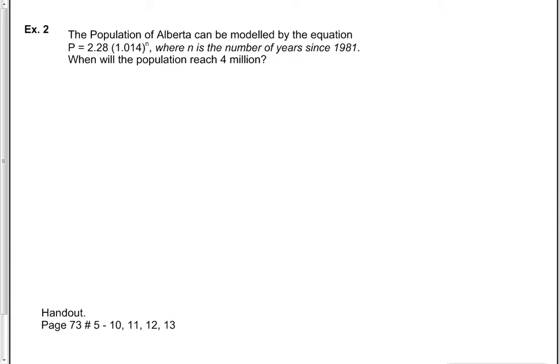Second problem, the population of Alberta can be modeled by the equation p equals 2.28 times 1.014 to the n, where n is the number of years since 1981. When will the population reach 4 million? So I assume that the population is in millions. n is the number of years since 1981, and I want to know when it reaches 4 million.